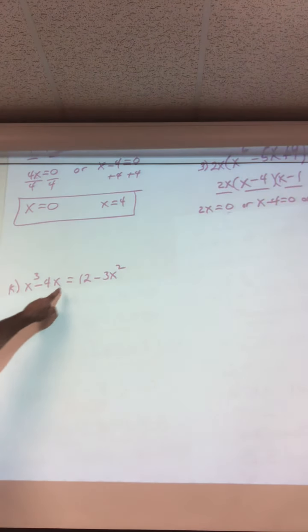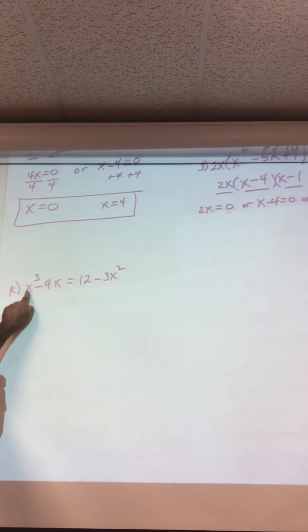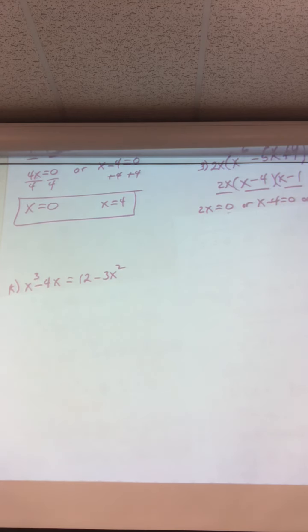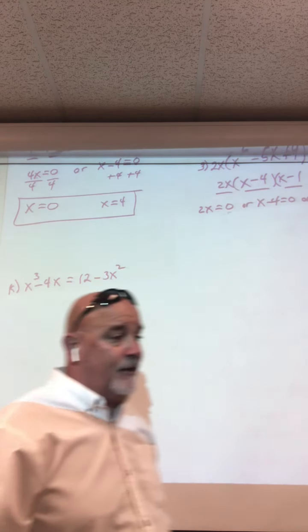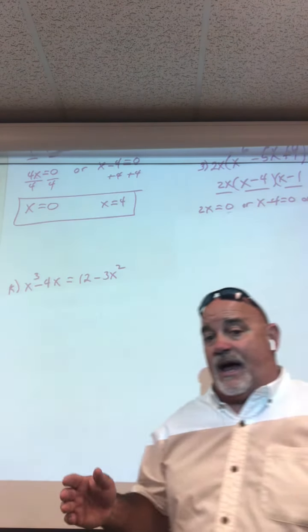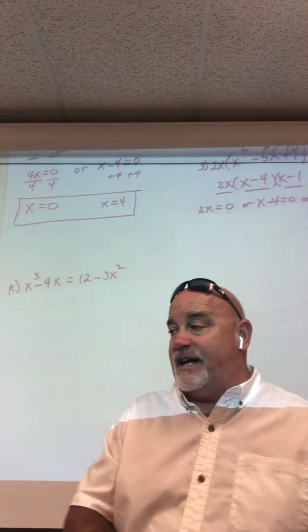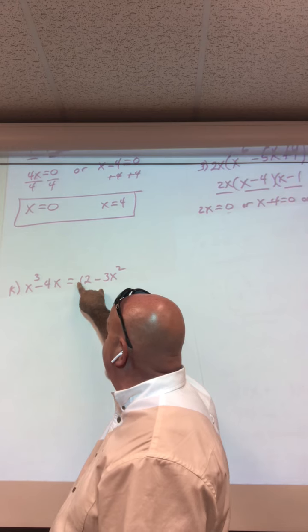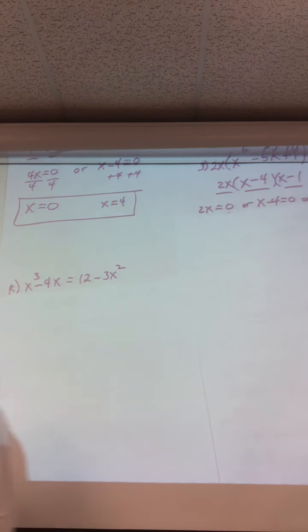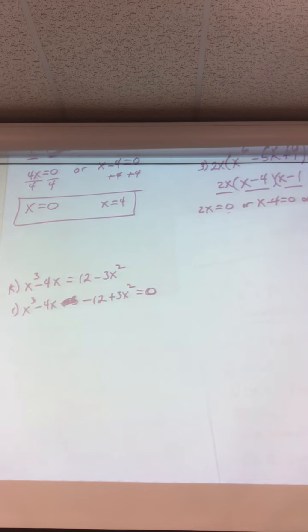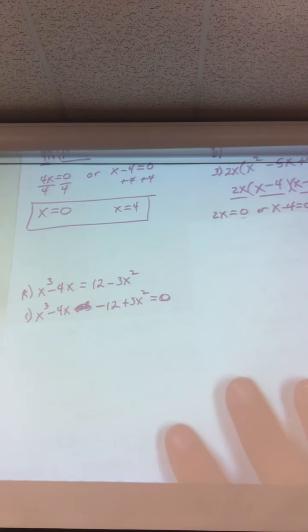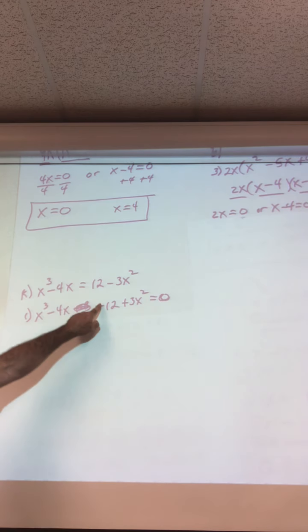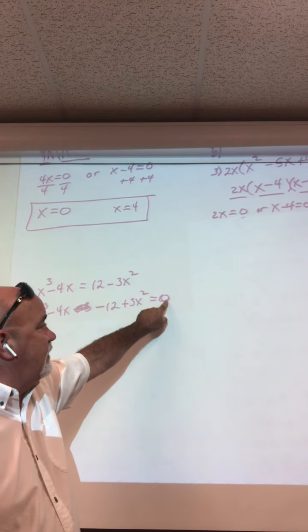First, this is a polynomial equation because of the equal sign, and it's a cubic polynomial equation because of the x to the third. Step 1, how do we solve any polynomial equation degree 2 and higher? We bring everything to one side and set it to 0. So I got to get these 2 terms off of this side. So I got to subtract 12 and add 3x squared to both sides. Now nothing's left over here.